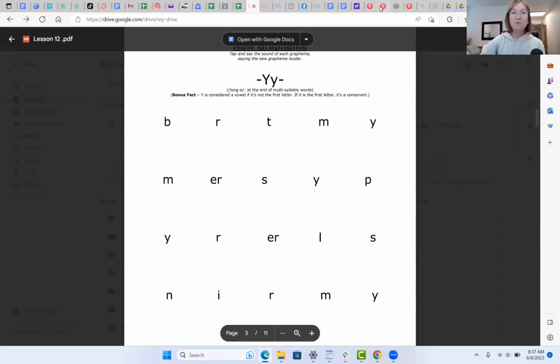Okay, so our new grapheme for this lesson is Y as a vowel. Y is only a consonant if it is the first letter of a word or a syllable. So basically, you can know if Y is a vowel if it's not the first letter. If Y is anywhere else in the word, for the most part, it will be a vowel.